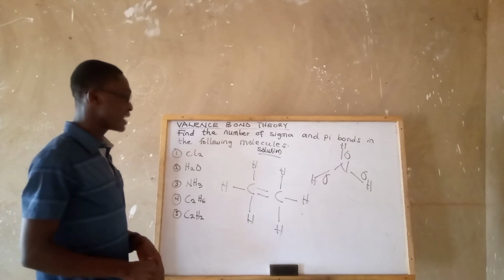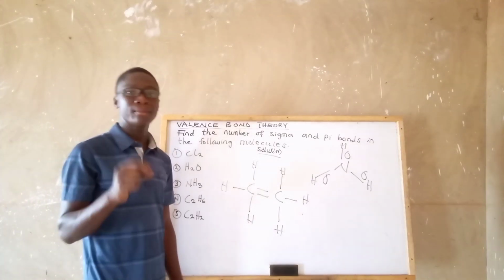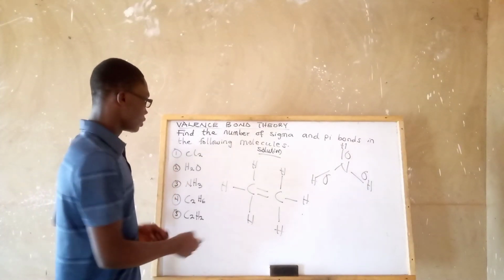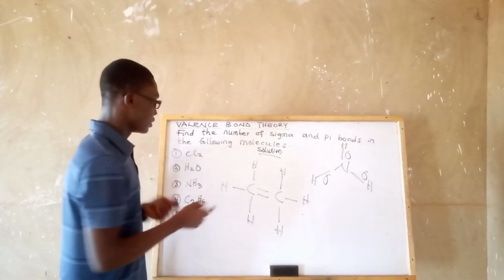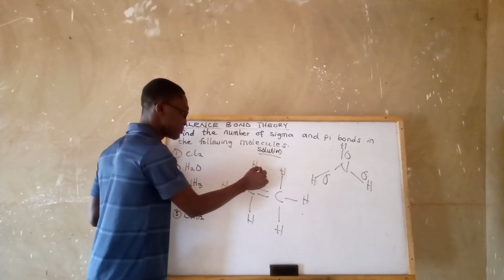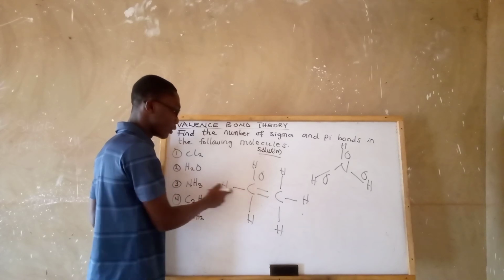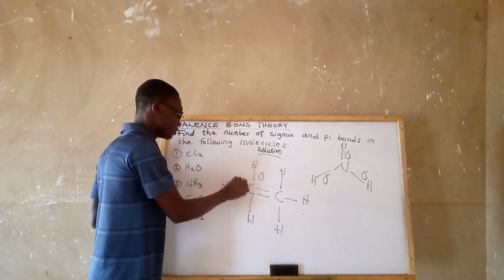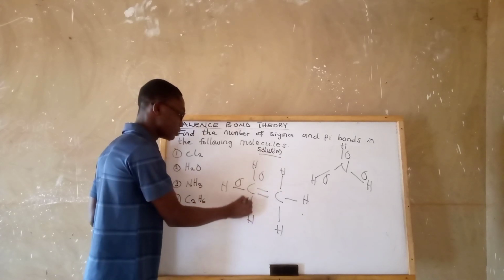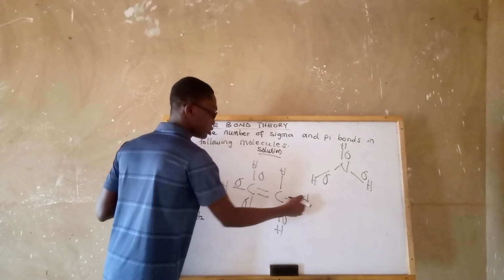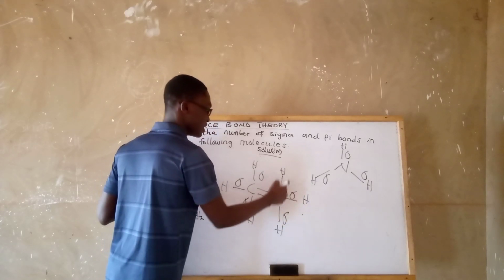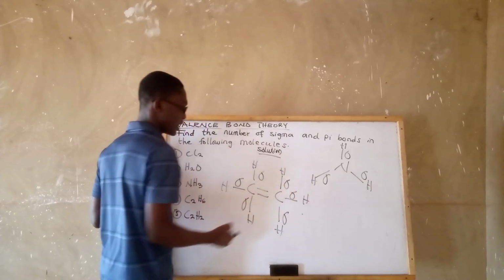So now let's check the number of sigma bonds and the number of pi bonds in this molecule. Since the first bond is always a sigma bond, and this is only one bond, you have a sigma bond here. Only one bond, so the first bond is a sigma bond. Here too you have a sigma bond, and here too we have a sigma bond. Here too, between these two, we have a sigma bond. In this one too we have a sigma bond.